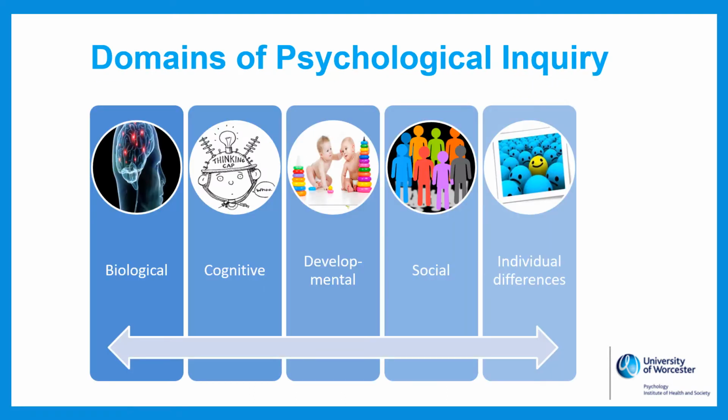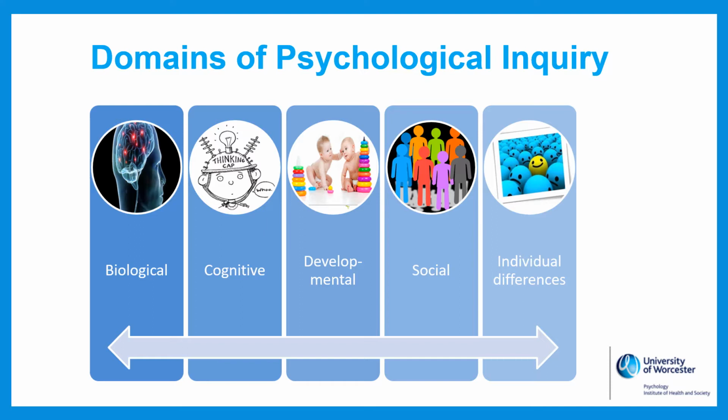Across psychology, there are a variety of different domains of inquiry, and these are just a few of them. For example, you could look at forensic psychology as a discipline, and you could look at health psychology as a discipline. You could also look at evolution, for example. These main domains are biological, cognitive, developmental, social and individual differences.